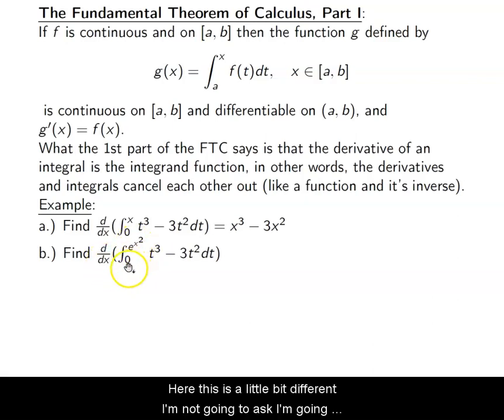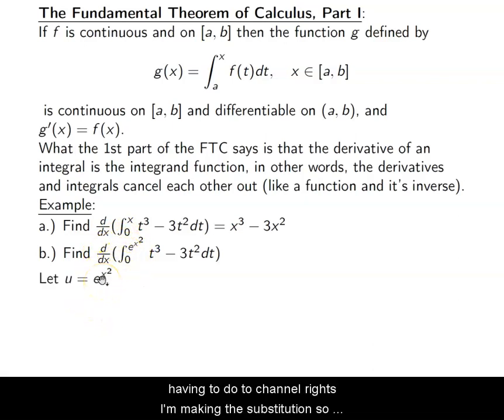Here, this is a little bit different. I'm not going to x, I'm going from 0 to some function. What we do here is pretty much the same thing, but notice that my formula is different, obviously, because I'm not going to x. So I use a u substitution. I'm going to say u is equal to e to the x squared, and instead of taking the derivative with respect to x, I will take the derivative with respect to u. Then when the derivative and the integral cancel out, I will end up having to use the chain rule, because I'm making a substitution.